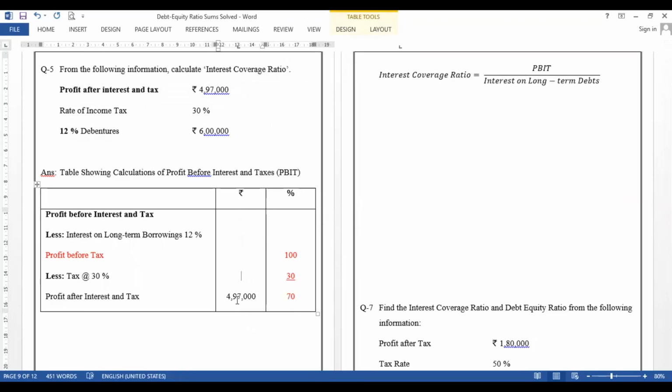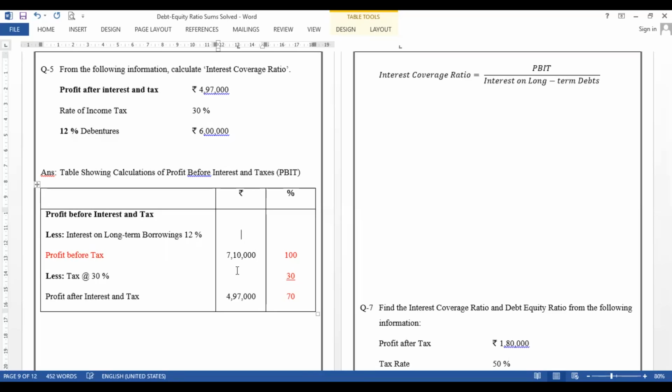Now I need to know how much is profit before tax. So the calculation will be very easy. For this 70%, if the amount is 4,97,000, then for 100 it will be how much? This is what I need to calculate. For 70 it is 4,97,000, then for 100 it will be how much? The amount comes to rupees 7,10,000. So this is profit before tax.